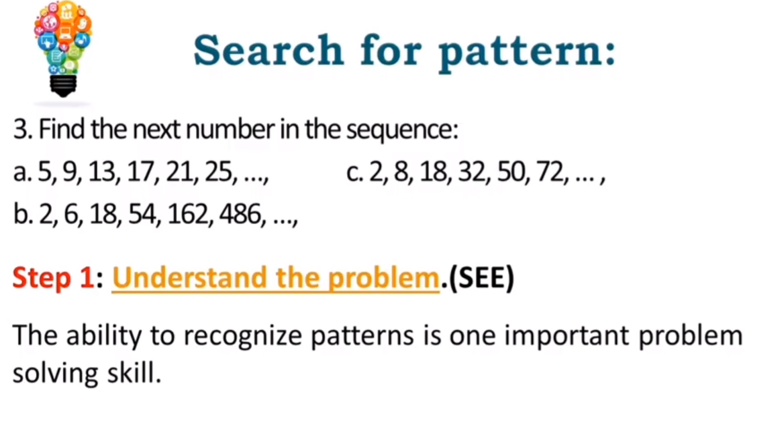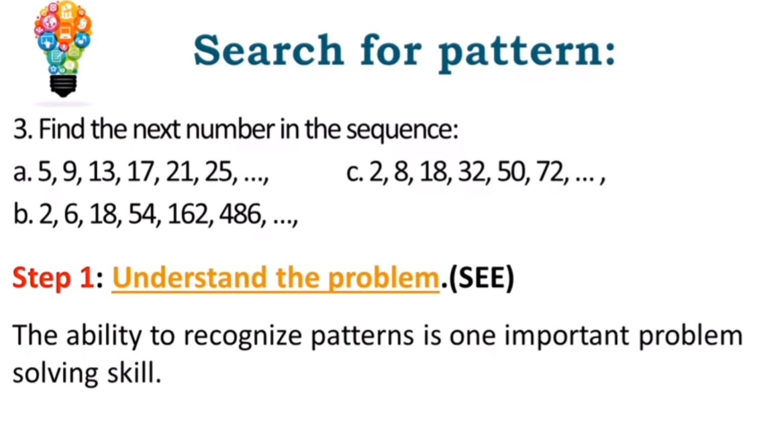But on letter B, let us try to add, divide, multiply, or subtract a number to get the 6. If you add 2 and 4, you will get 6. If you multiply 2 by 3, you're going to get 6. Then let us go to the next number. If you use the same pattern of adding 4, 4 plus 6 is 10.